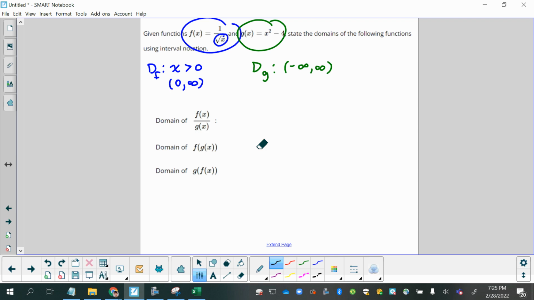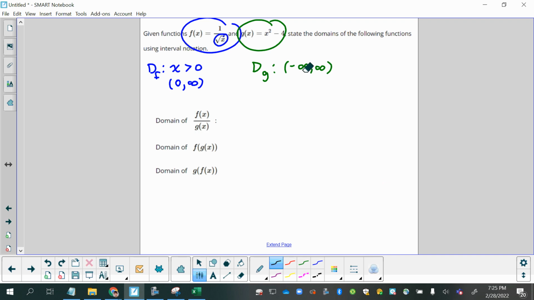Now also, whenever you're combining two functions together, you have to make sure that all the x values you might plug in will work for both functions. So that means you have to find the intersection of the two domains, where they both agree and will both work for both functions.